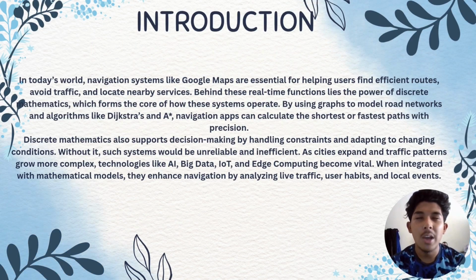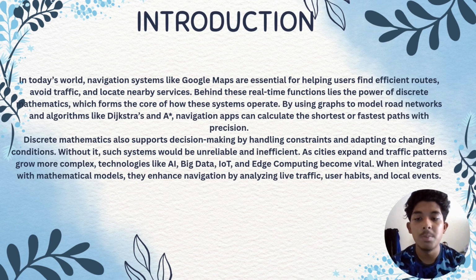Have you ever wondered how apps like Google Maps always seem to know the fastest route, help you avoid traffic, and even point you to the nearest cafe? It is not just GPS. It is actually powered by something called Discrete Mathematics. Behind the scenes, Google Maps represents routes and intersections as graphs and uses algorithms like Dijkstra and A* to find the shortest path between 2 points. Discrete math also helps compare routes, handle constraints like traffic jams or road closures, and make smart decisions instantly.